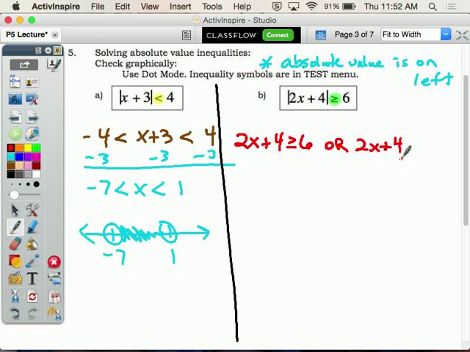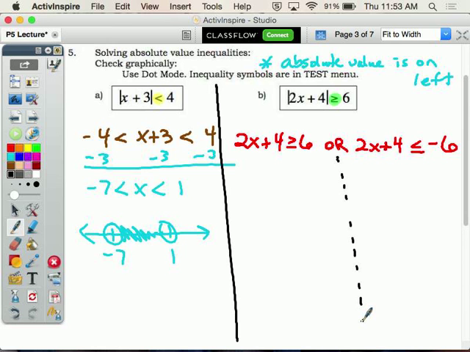Flip the symbol, change the sign. So it was greater than or equal to, now it's less than or equal to. It was +6, now it's -6. So anytime there's a greater than or equal to or a greater than, write down the stuff, greater than or equal to what you see, and then with an or, write down the stuff, flip the symbol, change the sign. Solve each one of those separately.